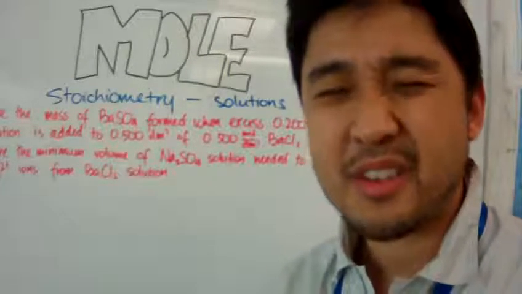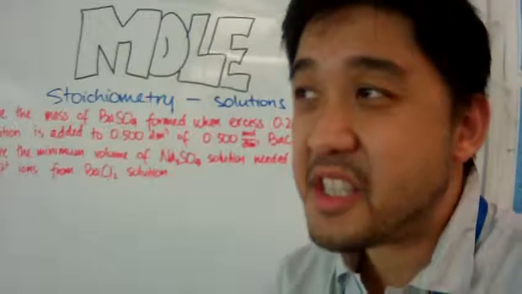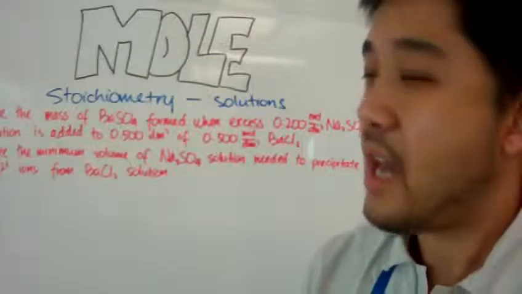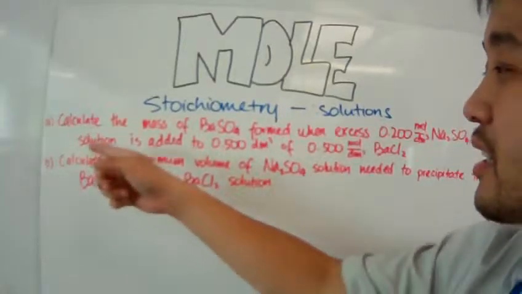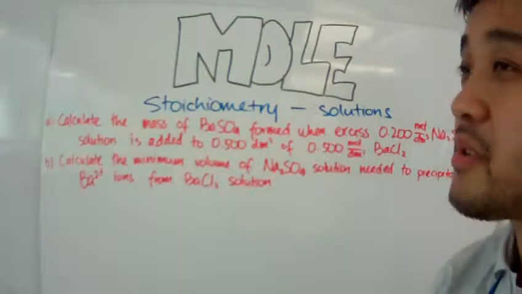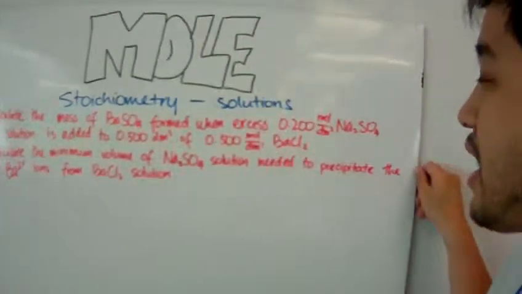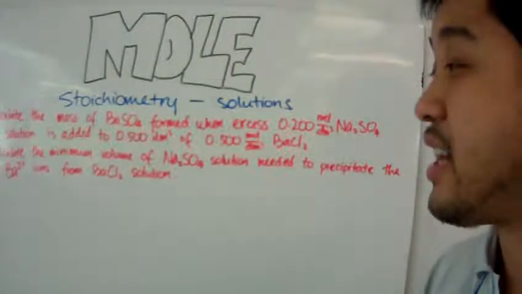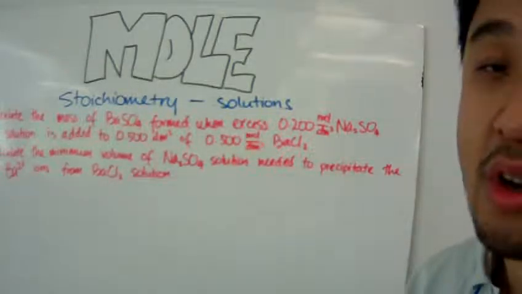Hey YouTubers, we're going to talk about another example of stoichiometry and solutions. And let's take a look at the question. Calculate the mass of barium sulfate formed when excess sodium sulfate solution is added to barium chloride.